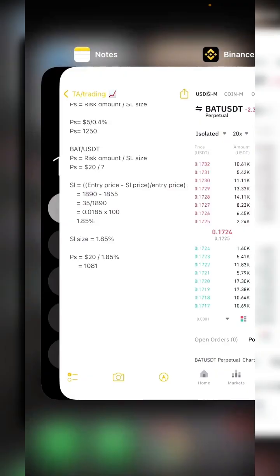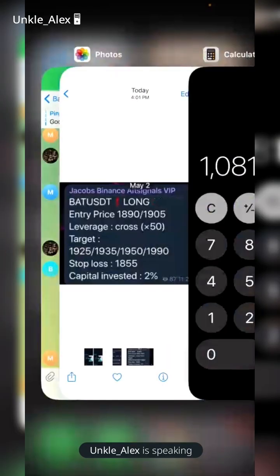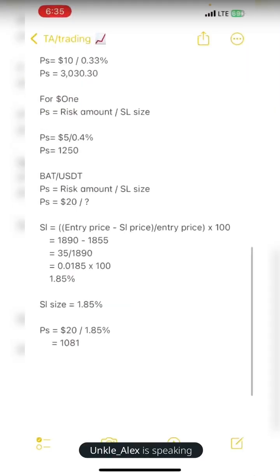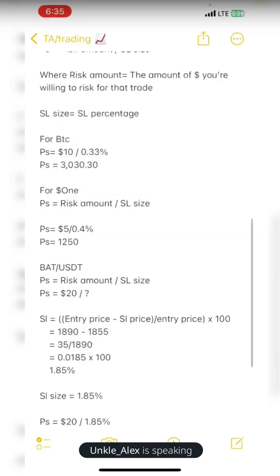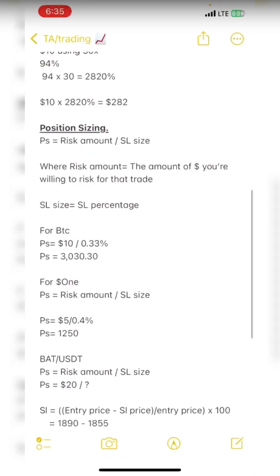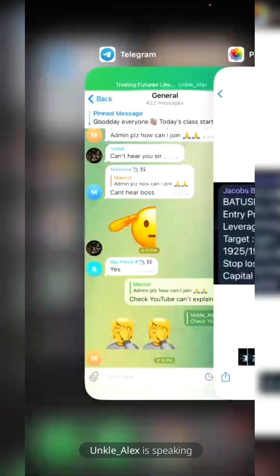So what I just did is this calculation, which is for cases where you get a signal from somewhere else. But if you analyze yourself to get your distance, to get your SL percentage, you go to the chart, the position tool, you see it there.